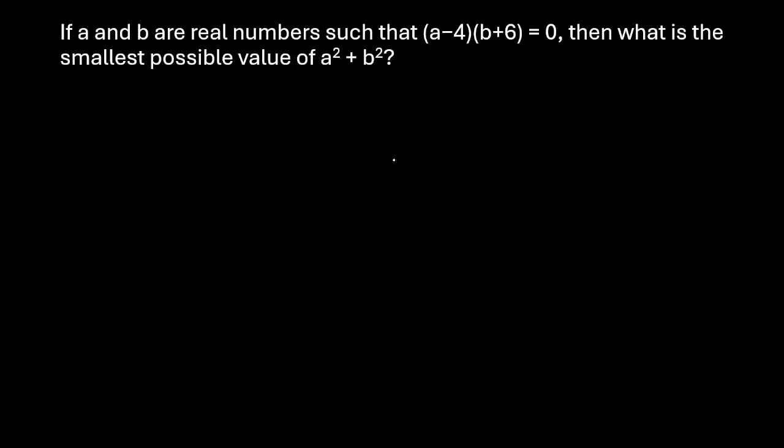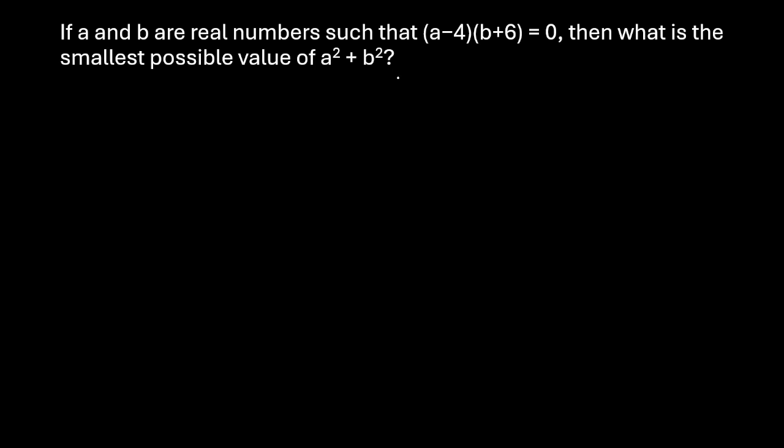Let's have a look at this SAT question. If a and b are real numbers such that (a - 4)(b + 6) = 0, then what is the smallest possible value of a squared plus b squared? If you want to give this problem a try, pause the video. Now let's see how we can solve this.